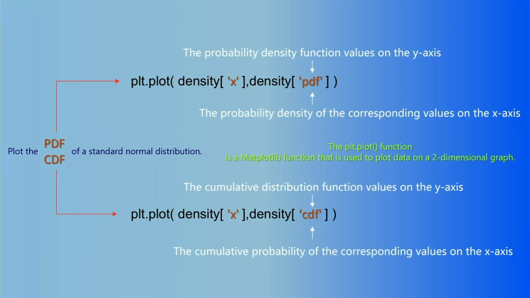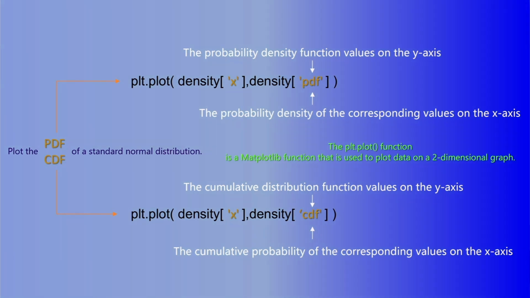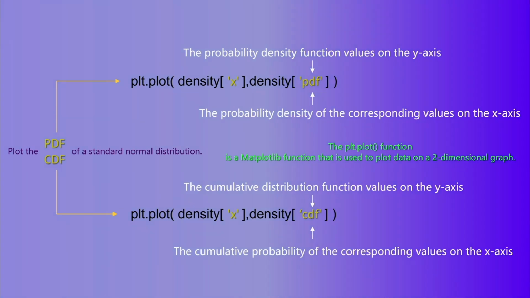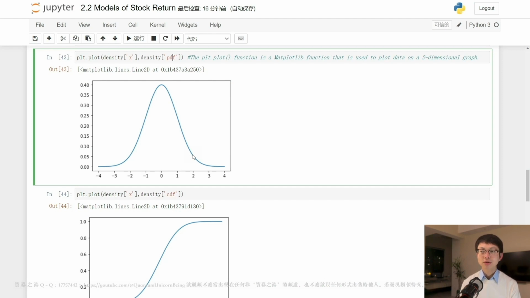In this case, it takes two arguments, density X and density PDF. The code will create a line plot of the PDF of a standard normal distribution. In terms of statistical concepts, the PDF represents the probability density of a random variable at a given point in the distribution. The PDF of a standard normal distribution is bell-shaped. It is a bell-shaped curve centered at the mean, which is 0, with a standard deviation of 1.